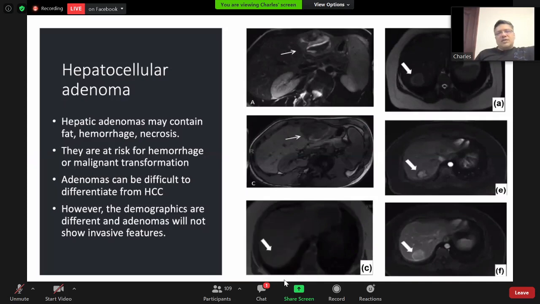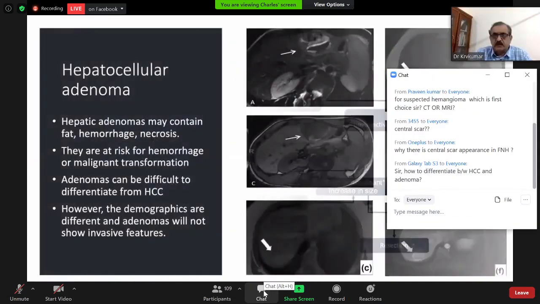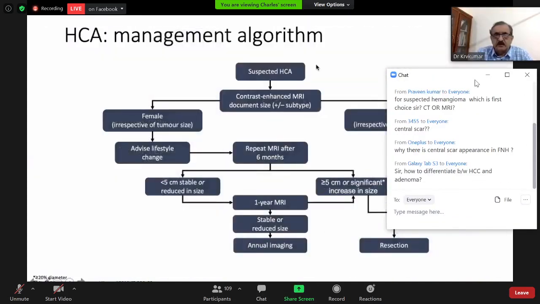FNH retains contrast in the hepatobiliary phase, whereas hepatocellular adenoma does not retain contrast in the hepatobiliary phase. So you want to make any comments? No, I think well covered. Any comments, Professor Varghese Thomas?